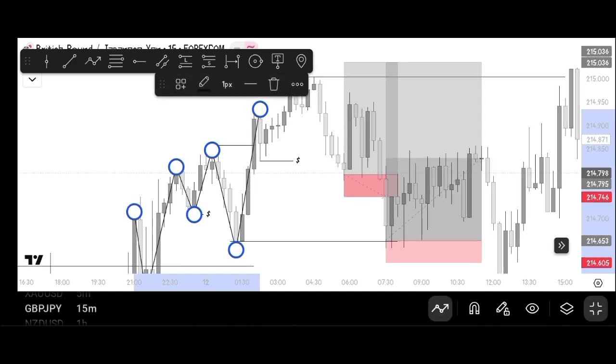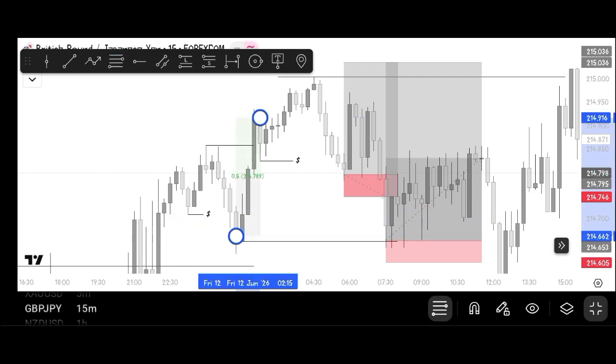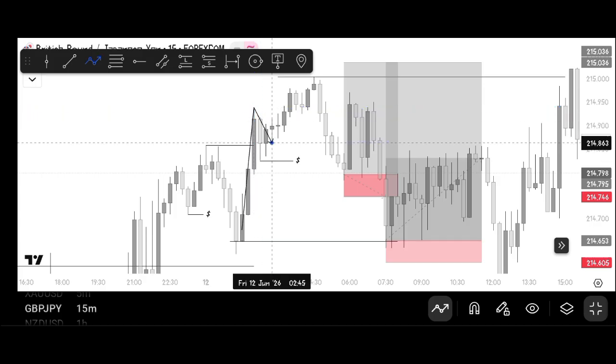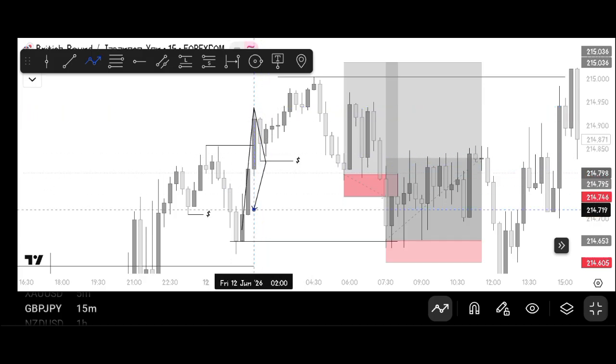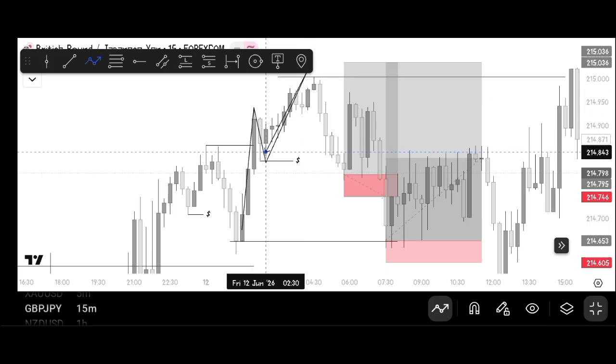So this is what I do on the 15 minutes time frame. After this break of structure, price did the same thing again. This high, this low, it never mitigates the 50% level, and it went up again. So I know this is going to be a liquidity. Now I have a liquidity on that.